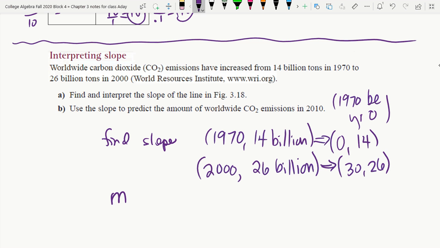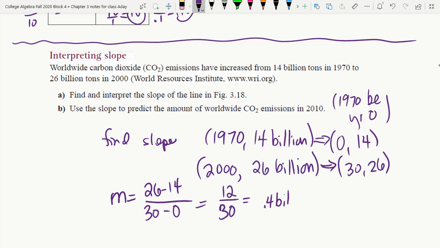So to find the slope m, y2 minus y1, so you take 26 minus 14 and realize those are in billions, over 30 minus 0. So 26 minus 14 is 12 divided by 30. We take 12 divided by 30, 0.4 billion tons per year CO2 emissions. And that would be increasing.